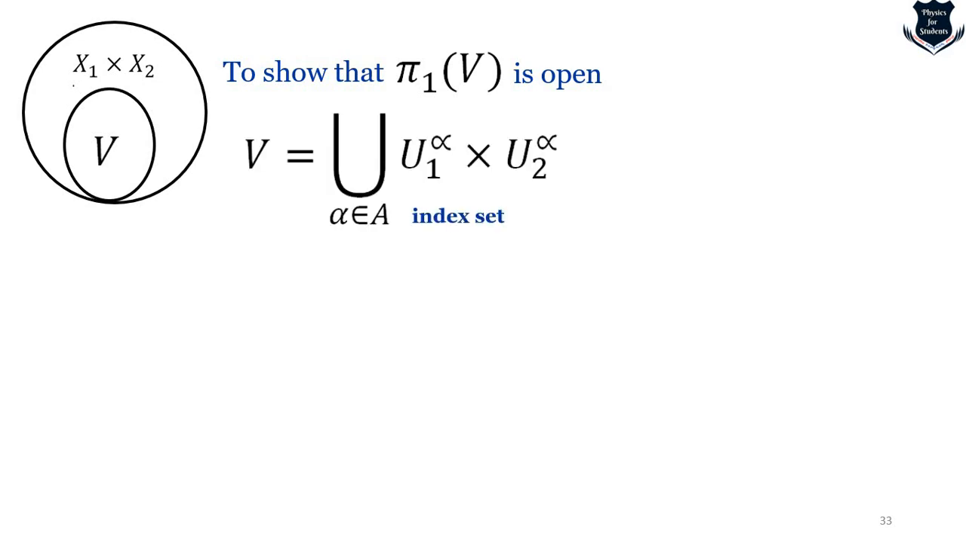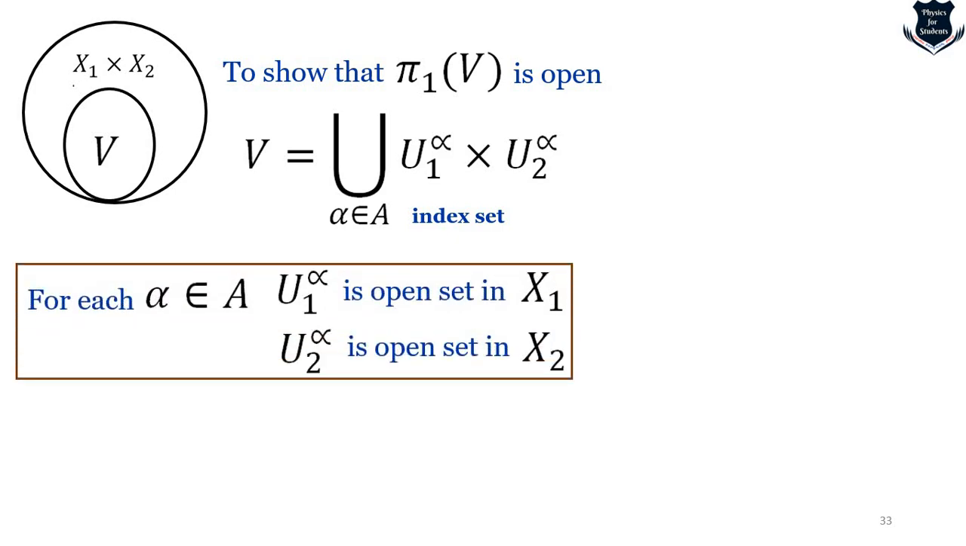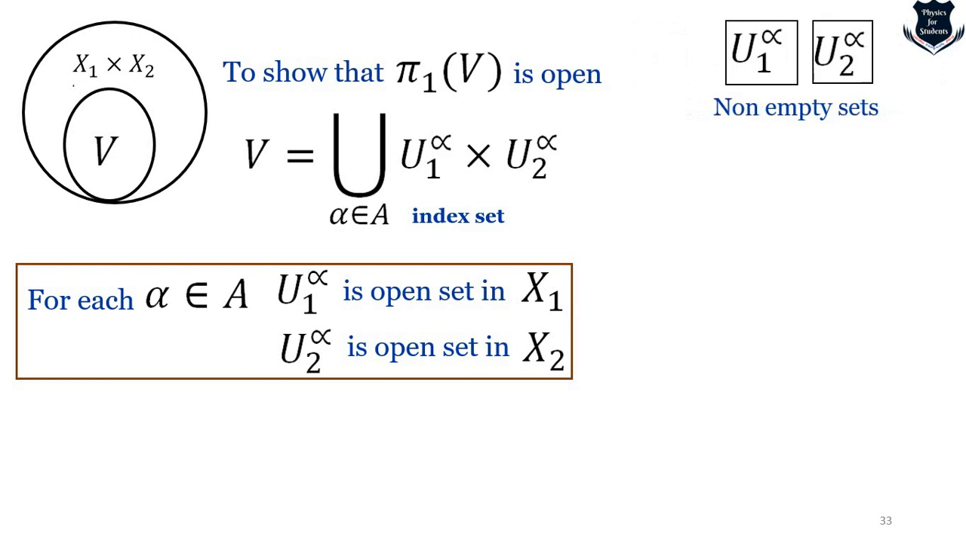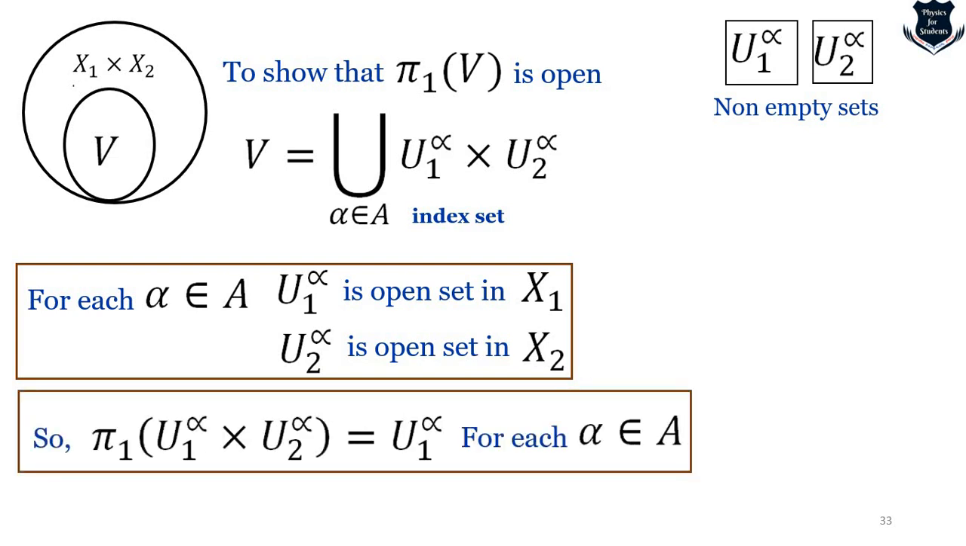So we can write this. Remember that A is the index set, and it doesn't matter whether it is finite or infinite. For each alpha which is an element of A, u alpha is an open set in x1, and v alpha is an open set in x2. We can assume that these are non-empty sets, and from this it is quite clear that for each alpha, an element of A, we get this.